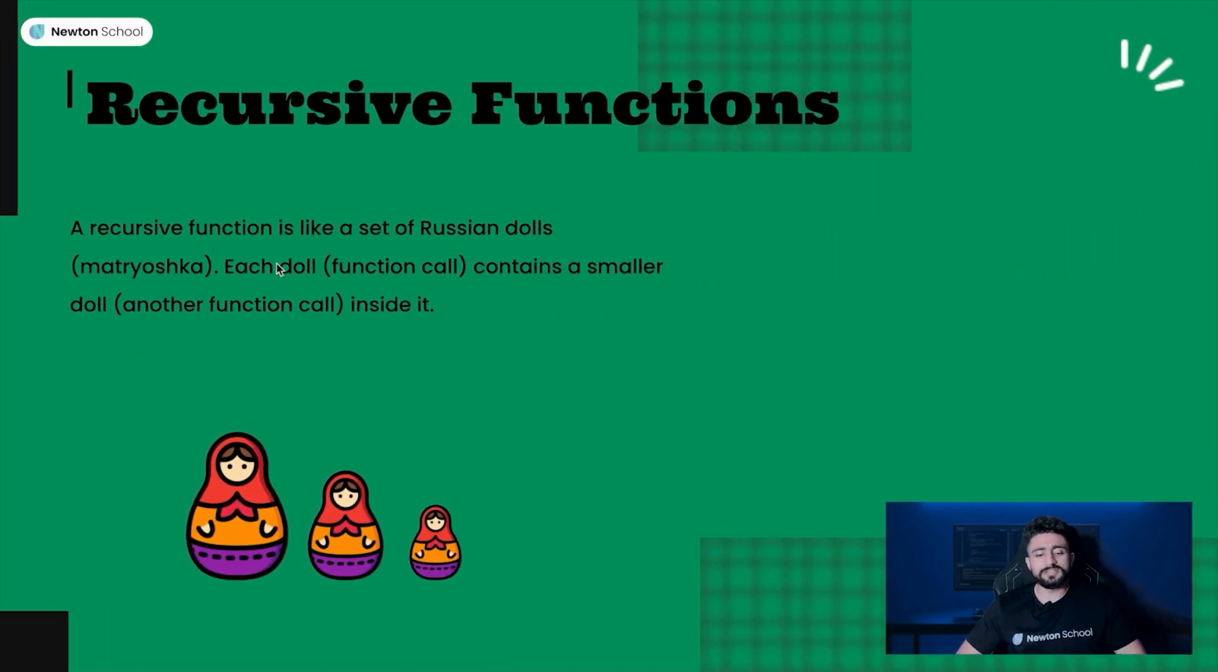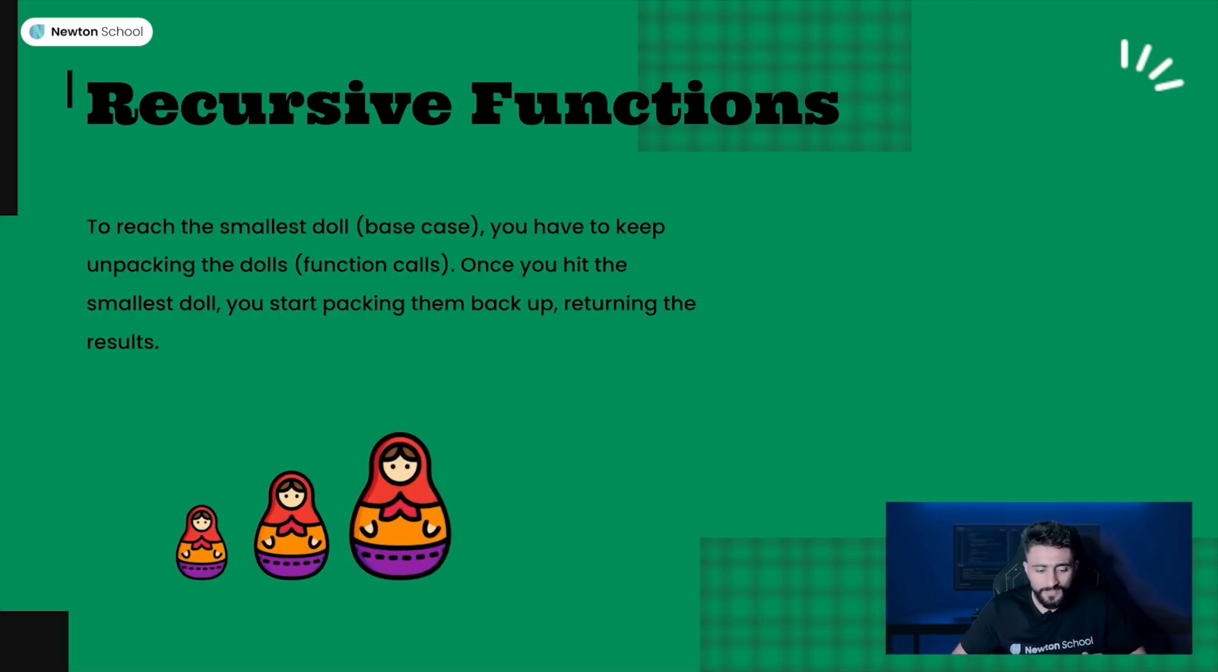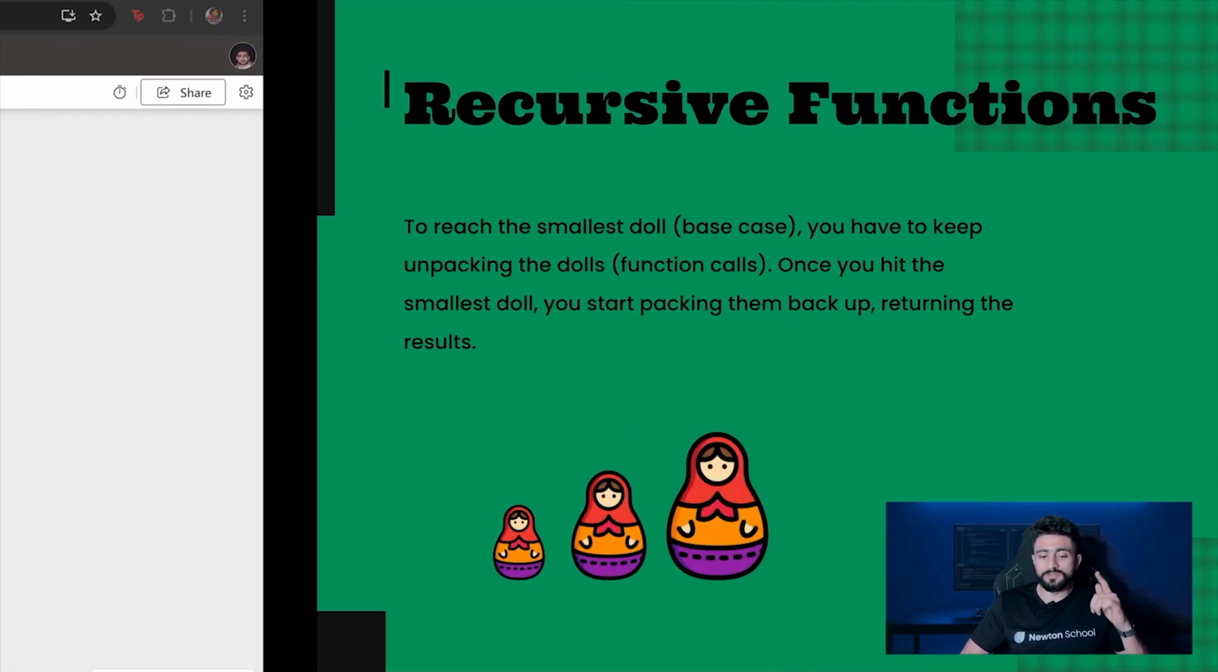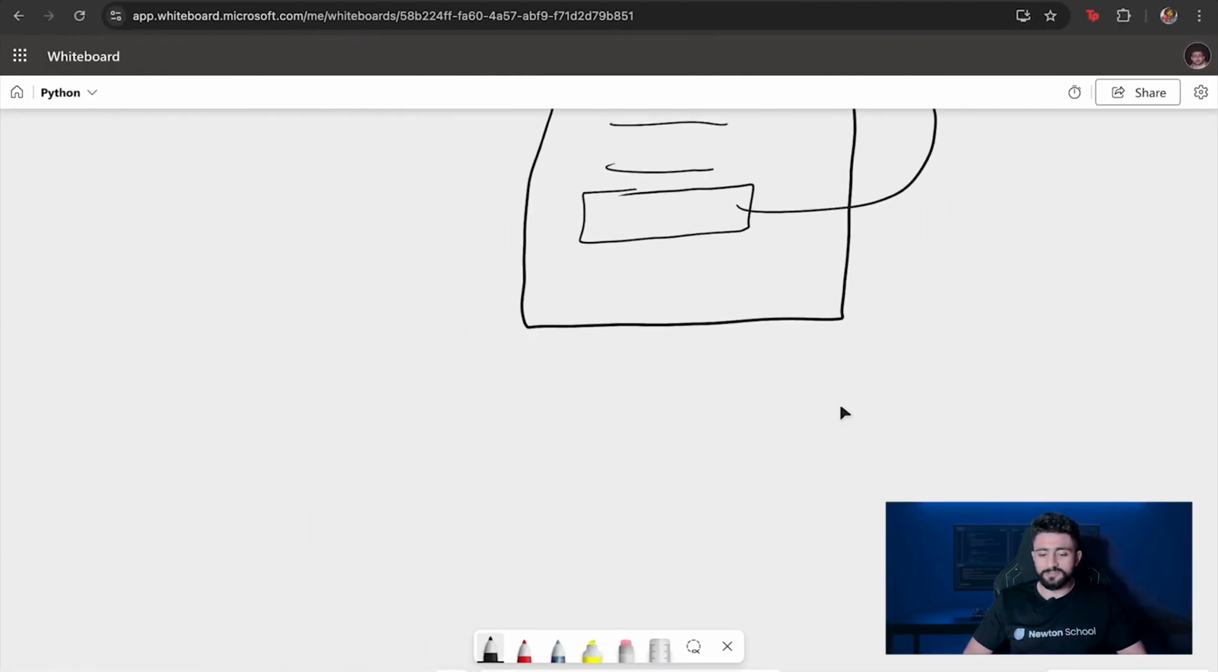So a recursive function is like a set of Russian dolls, right? Each doll contains a smaller doll and so on, right? And then to reach the smallest doll, you have to keep unpacking the dolls. So let me explain that as well.